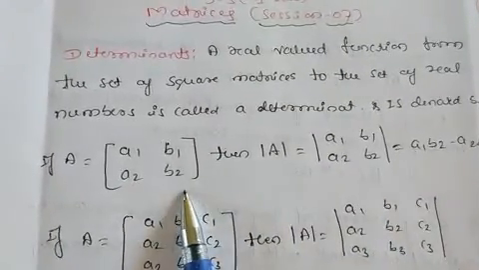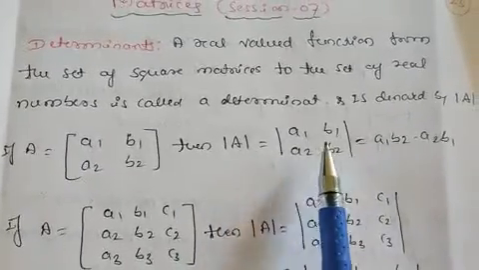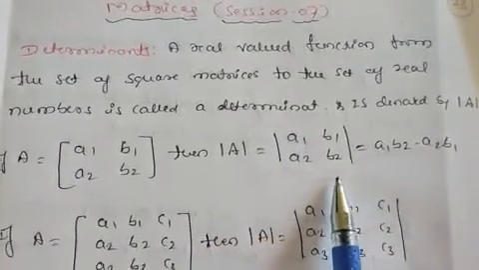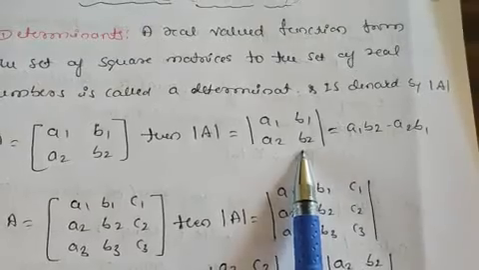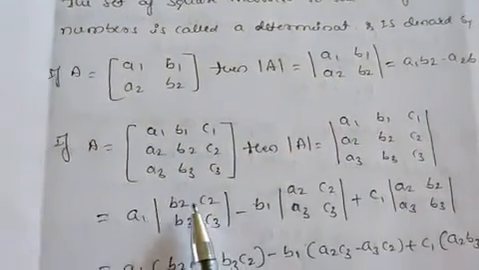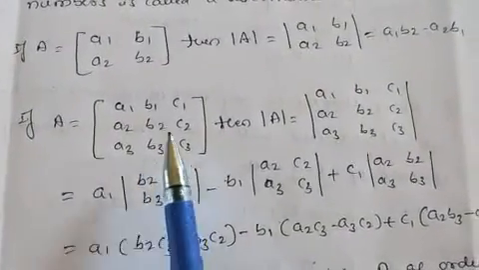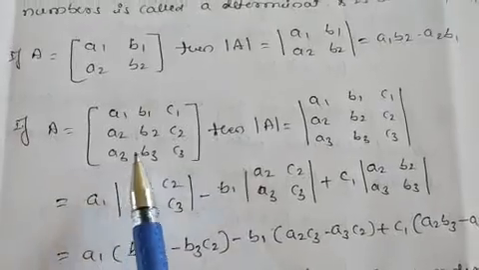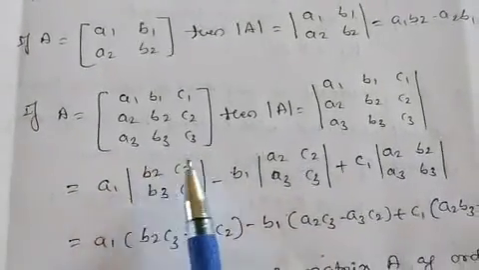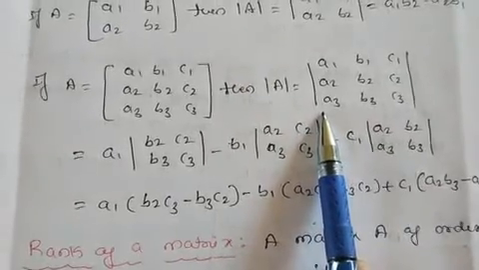If A is a matrix of this type, then its determinant is denoted like this, and it is equal to cross multiplying these two: a1 b2 minus a2 b1. If it is a 3 by 3 matrix, suppose A has first row a1 b1 c1, second row a2 b2 c2, and third row a3 b3 c3, then its determinant is as follows.